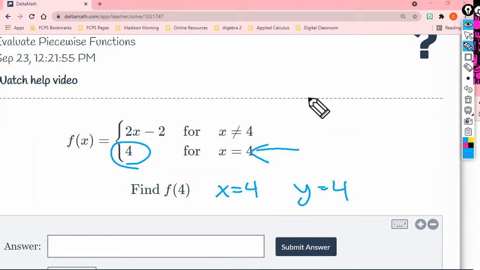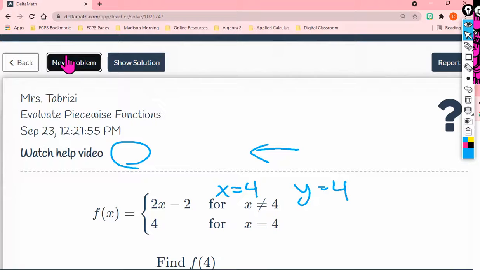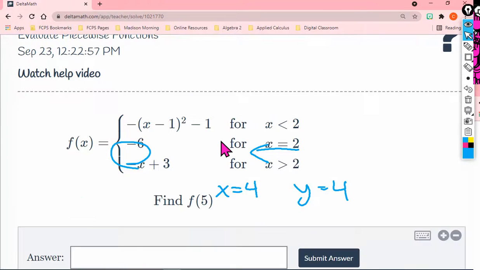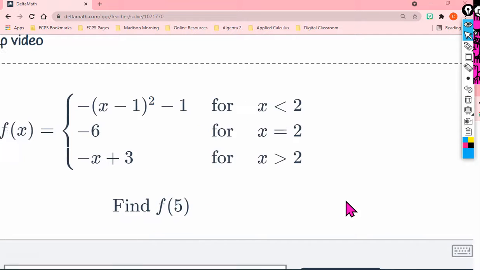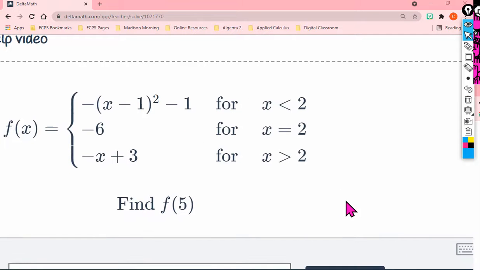Okay, let's do another one and make sure that we've got this. Okay, evaluate and hold it up.